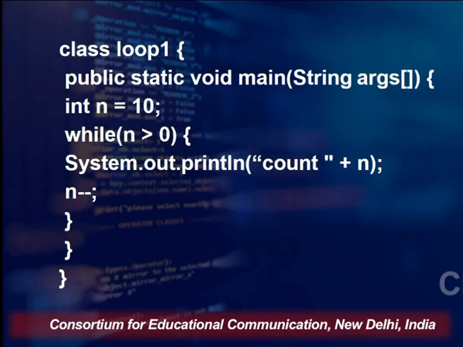The moment n becomes 0, the condition will be false, because we want n to be greater than 0. Then the numbers being displayed from 10 to 1 will not be displayed anymore, and your execution comes to the next statement, which follows the body of the loop, or the braces which are given. So this was the general format of the while statement, and also one simple program showing how we are going to use this while loop.